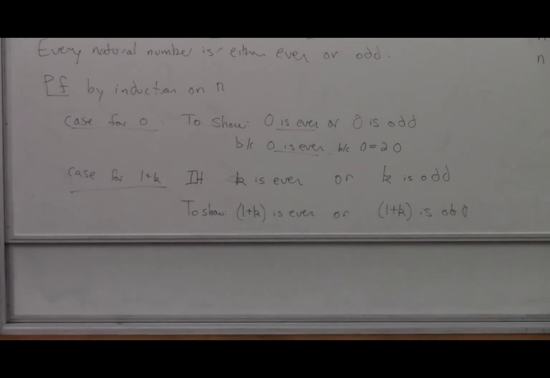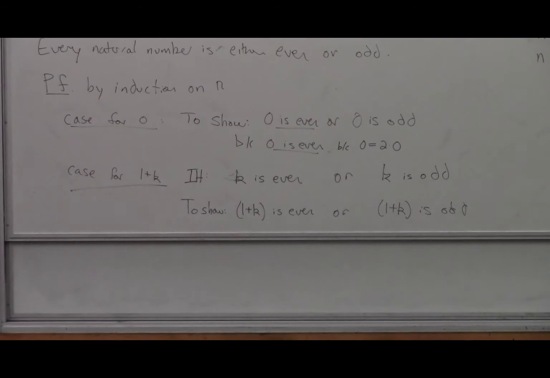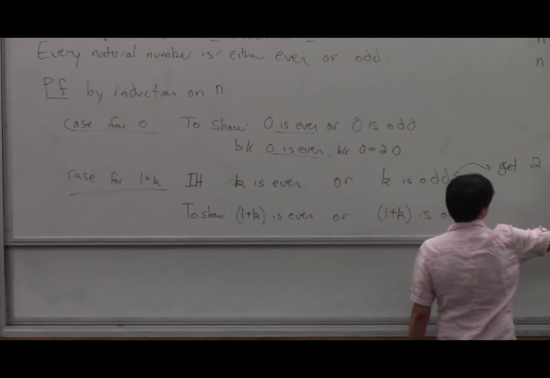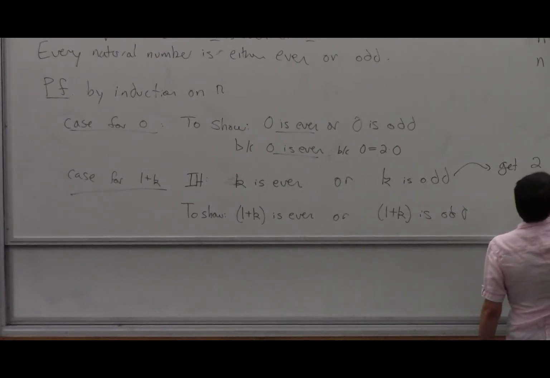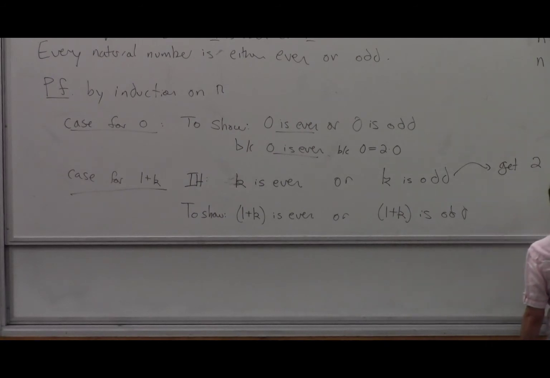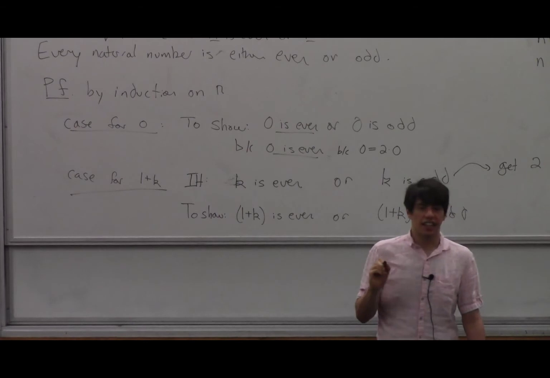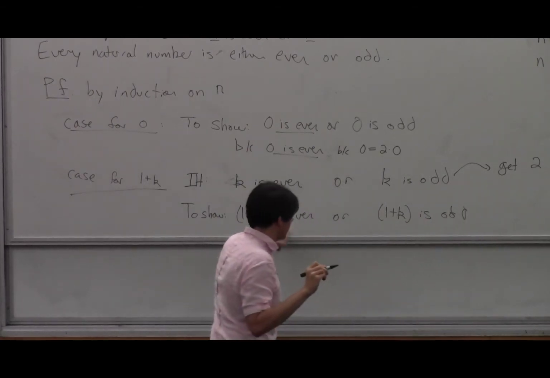Right, because if we're doing an induction on n, then we get that the predecessor is either even or odd. And what we show then is that the successor of the predecessor is either even or odd. Okay, so how do we fill in the gap here? Based on this, we get two cases. Let's say A and B. In case A, we get that k is even. And in case B, we get that k is odd. And then we need to show this or this.